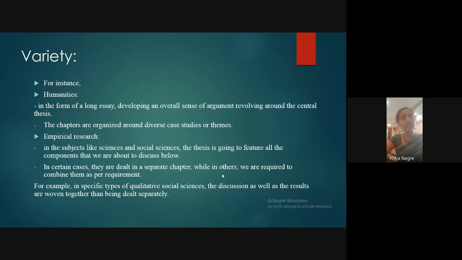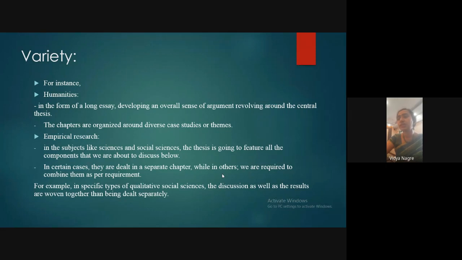So you can challenge some theories or concepts which have been formulated by previous theorists or research scholars, and you can add a new point to it. For example, in empirical research, in subjects like the sciences and social sciences, the thesis is going to feature all the components that we are about to discuss below.